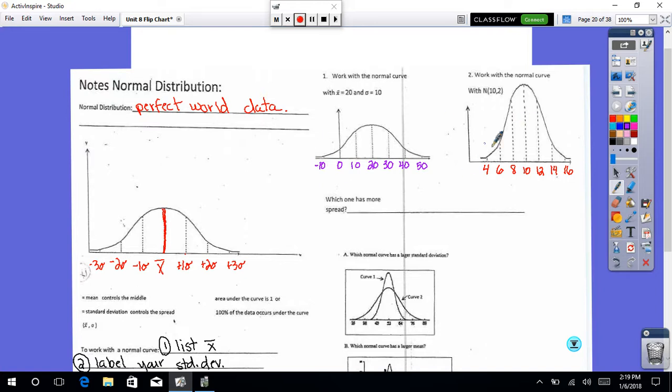Looking at them, you might think this one is more spread out because it's taller. But what they're really talking about is length. How much data does it cover? This one covers all the way from -10 up to +50. This one over here covers from 4 up to 16. So whatever kind of data they gathered for these two curves, this one was much more spread out than this one. So the one that has more spread is the first curve.